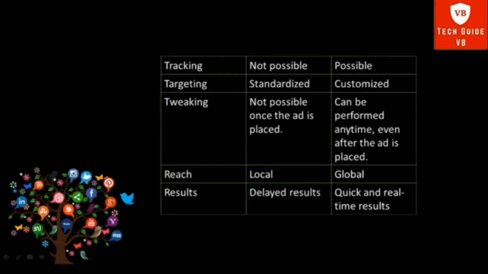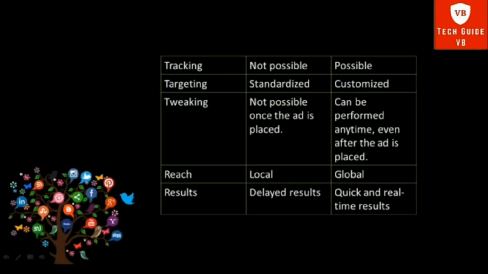Next, tracking. Tracking is not possible in traditional marketing, but it is possible in digital marketing. Targeting. In traditional marketing it is standardized, and in digital marketing it is customized. And tweaking means improvement or enhancement. Improvement is not possible once the ad is placed, and in digital marketing it can be performed anytime, even after the ad is placed. And next is reach.